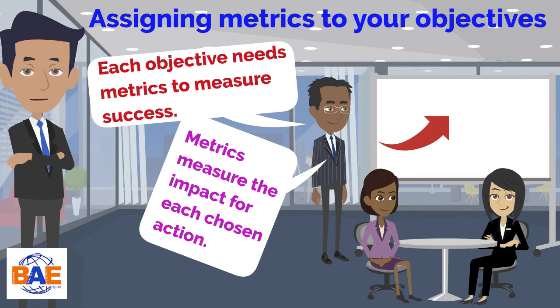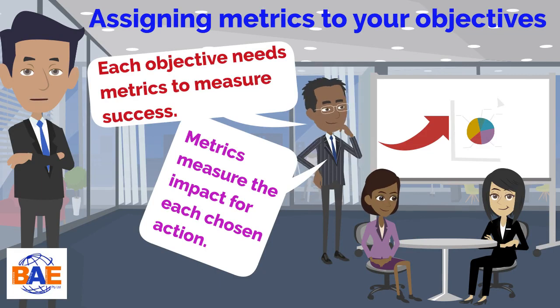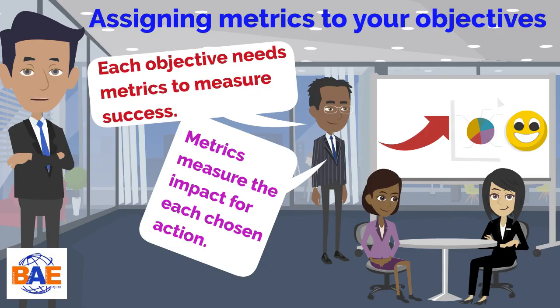Second example objective is improve customer satisfaction. Two potential example metrics can be customer retention or repeat sales from existing customers. And the third example objective is reduce employee turnover. Two potential example metrics for this objective can be employee satisfaction ratings or employee retention rates.